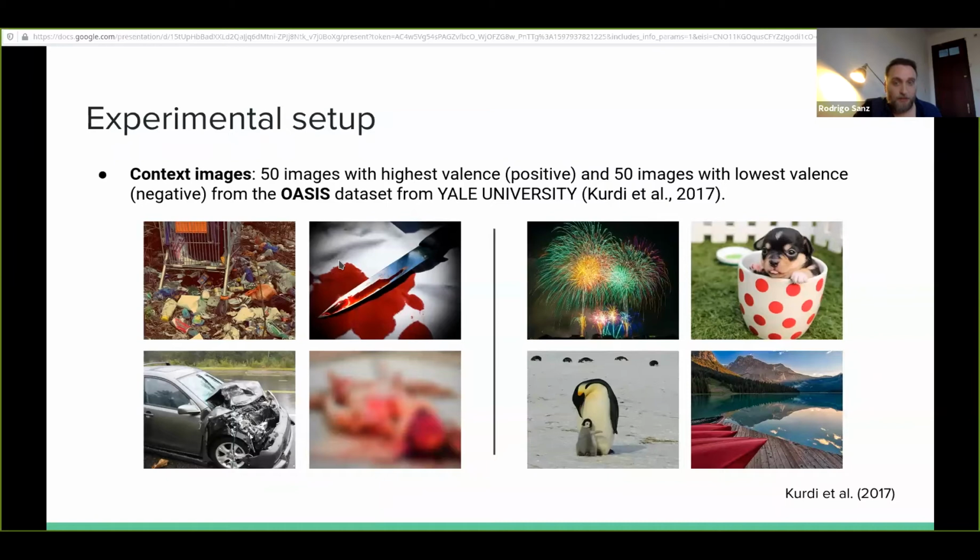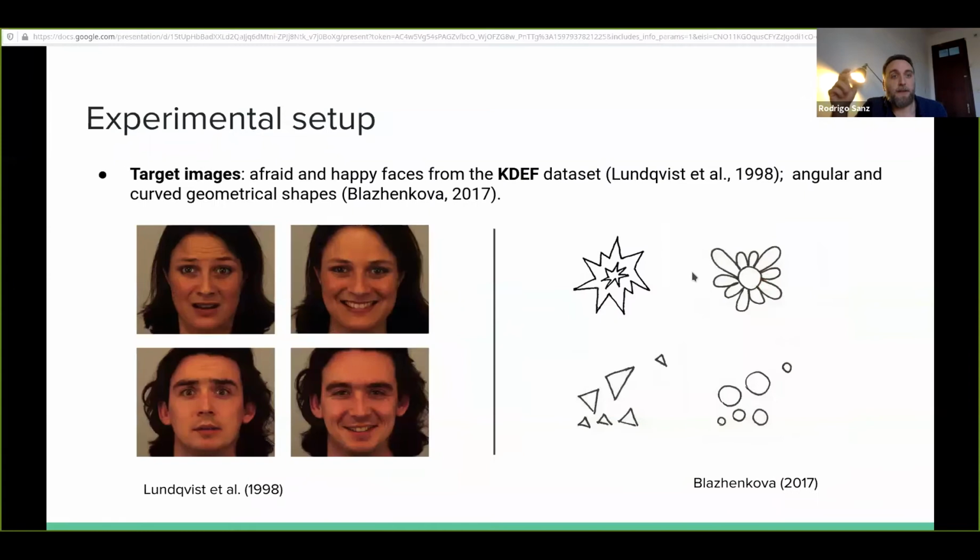About the target images, we divided this part in half for our experiment. We started the first half with this face image. This was the target image that the subject had to respond to, with a response cue here. Among all the images that the subject saw, the target image was the one that had 1 second to answer. So we used a bivalence response, positive or negative response, and we used the first half of the experiment with the face image.